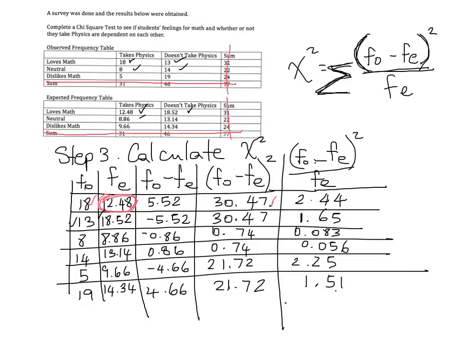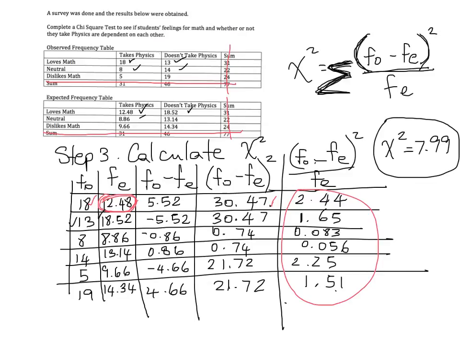Okay, so now that our tables are all filled in, now we can finish the formula, and this again is the summation sign. It tells us that we're going to have to add up our last column. So when we add up our last column, the value that we get for chi-squared is 7.99. That is our chi-squared value.